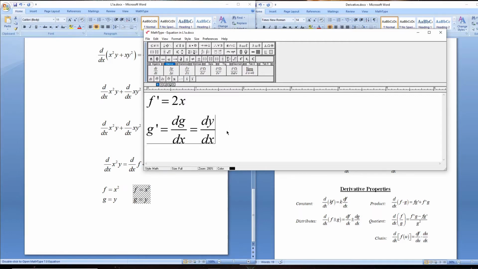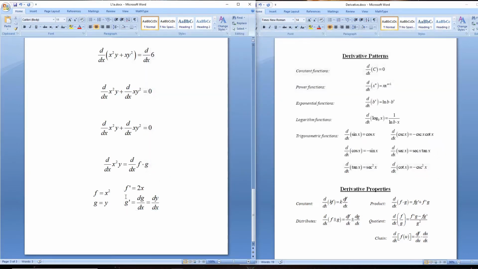But that's our answer. Remember, we're trying to solve for dy dx. We don't know what this is yet. So we have to keep this symbol here so that we can solve for it. And those are our pieces then for this product rule.